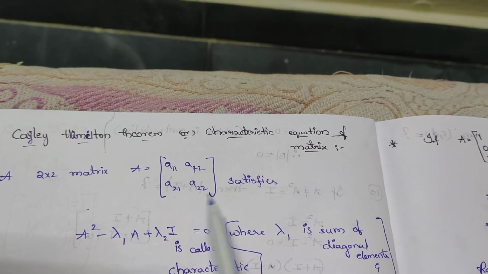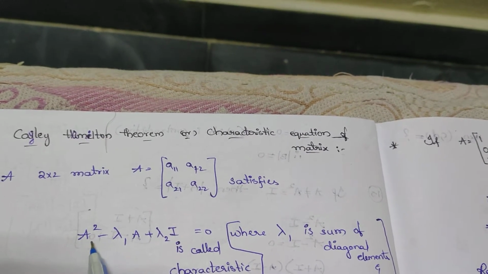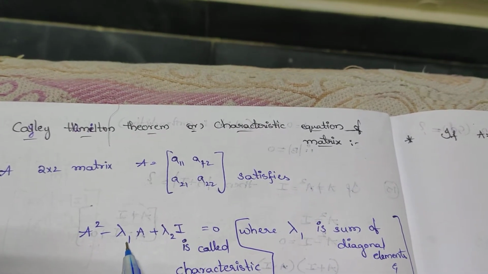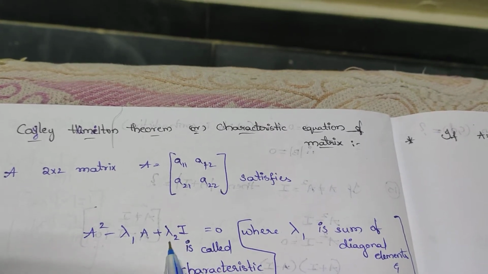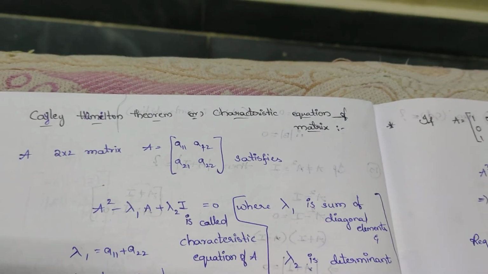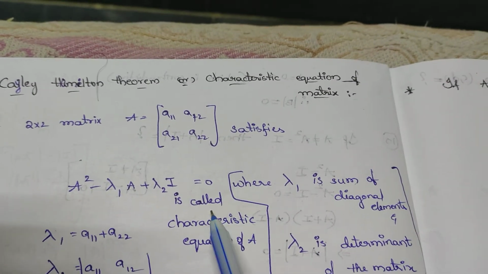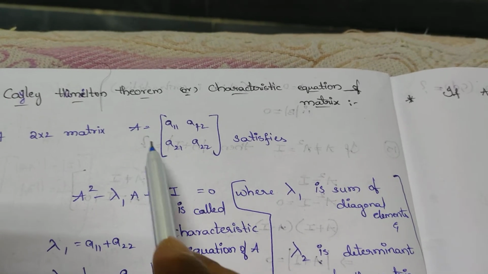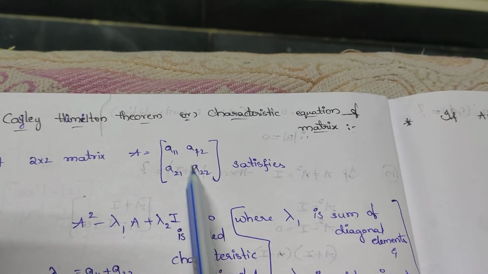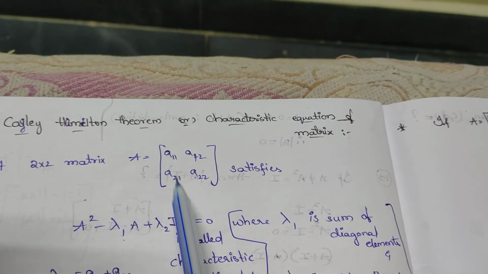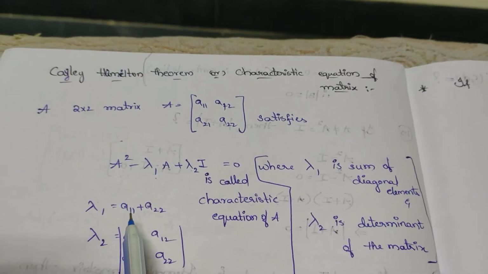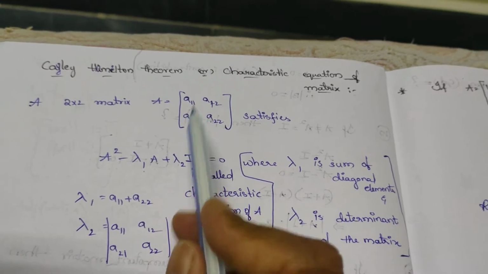If it is a 2 by 2 matrix, you get A square, so the degree is 2. The coefficient of A is minus lambda 1, and the coefficient of I is lambda 2. Then this equation is called the characteristic equation of the given matrix A. Here lambda 1 is nothing but the sum of the principal diagonal elements, that means lambda 1 is a11 plus a22, and lambda 2 is the determinant of this matrix.